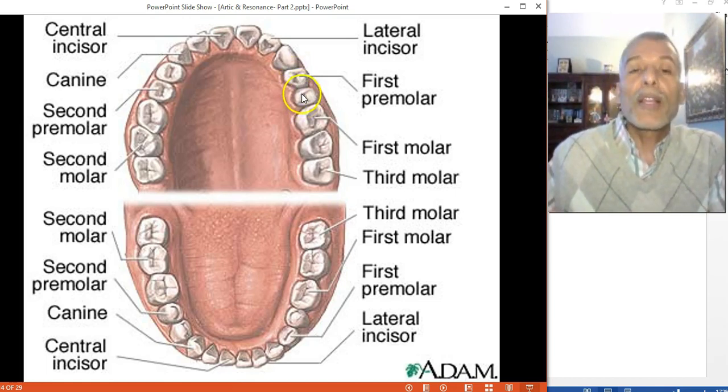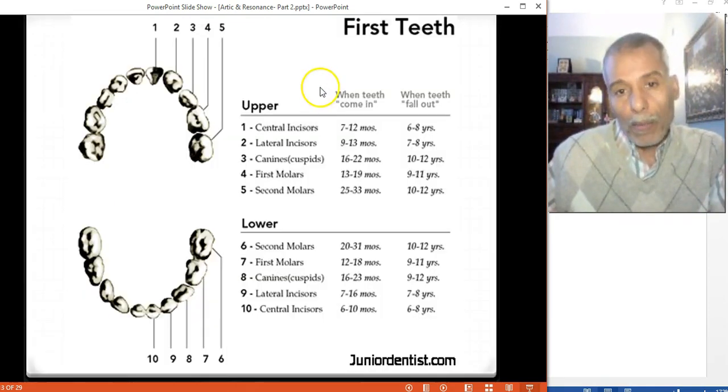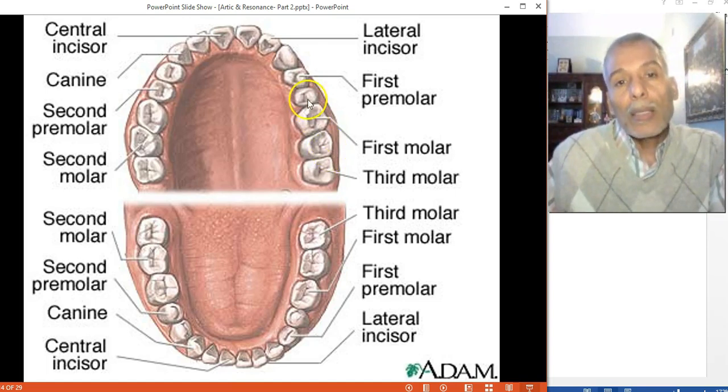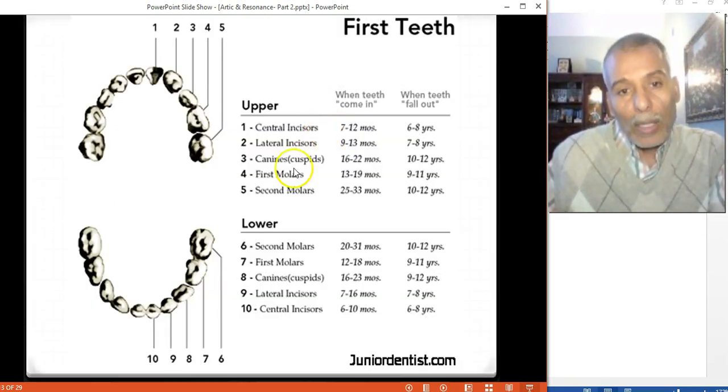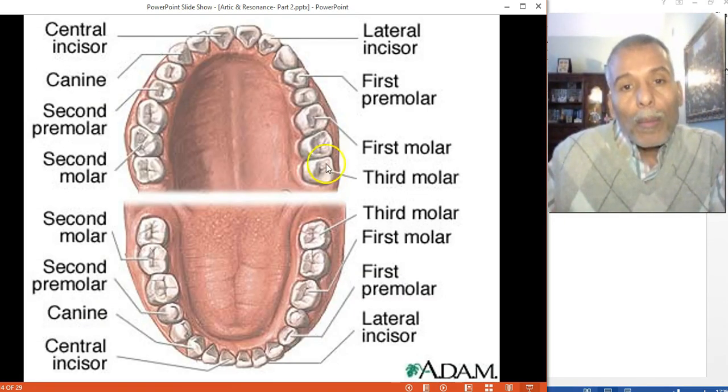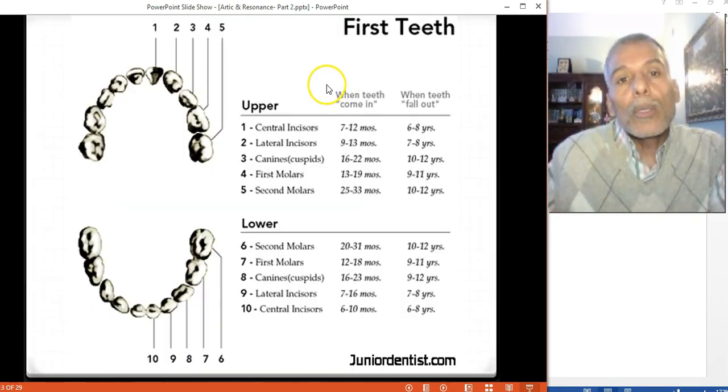They also have different names. They are also called cuspids. So that is the first cuspid, and the second is the second cuspid. You can see here the names. The bicuspids, actually, bicuspids.